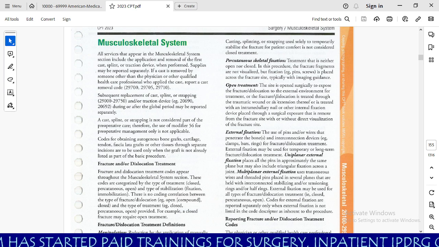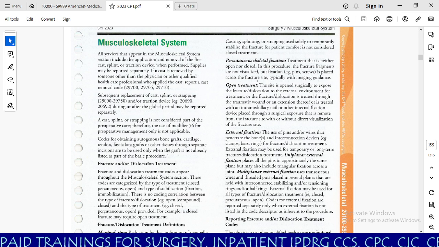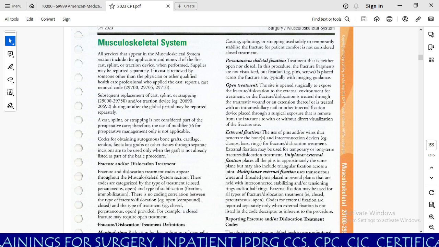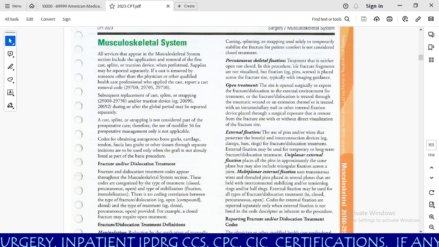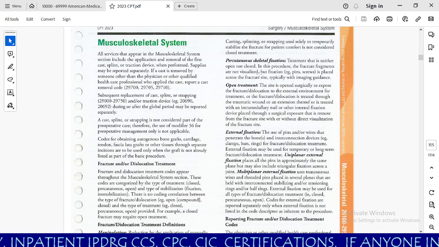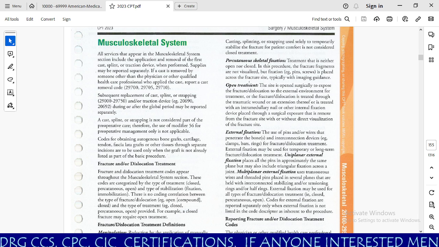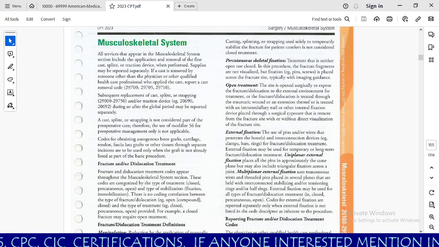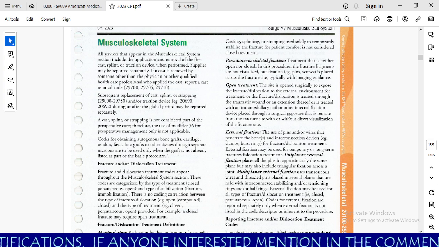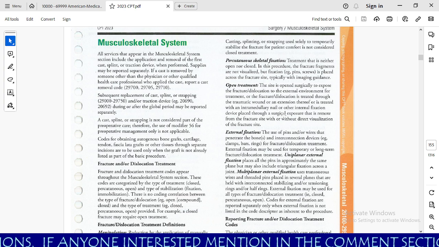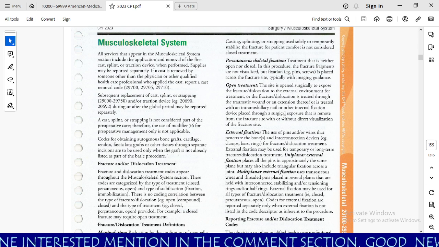So next we will learn percutaneous skeletal fixation, treatment that is neither open nor closed. As we discussed previously, percutaneous skeletal fixation does not include any open or closed treatment. In this procedure, the fracture fragments are not visualized, but fixation pins or screws are placed across the fracture site, typically with imaging guidance. Here the fracture fragments are not visualized, but pins or screws are fixed at the fracture site using imaging guidance like fluoroscopy or CT.